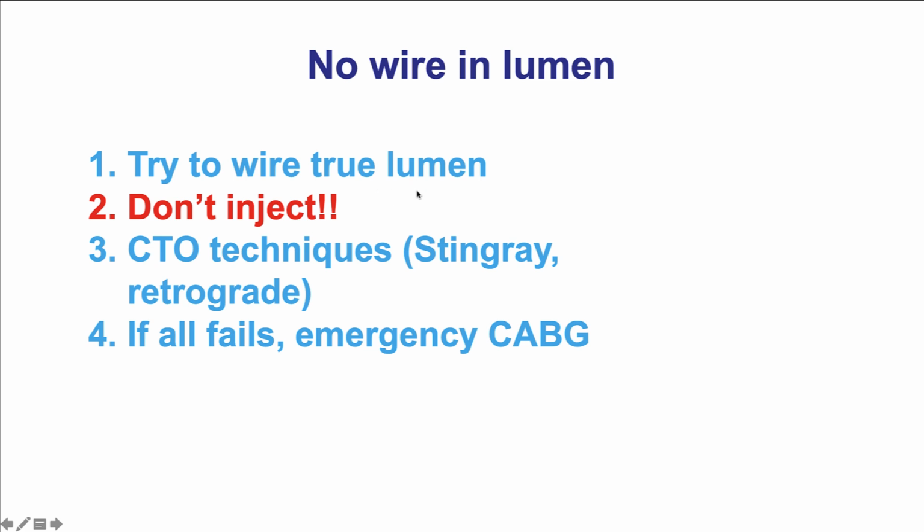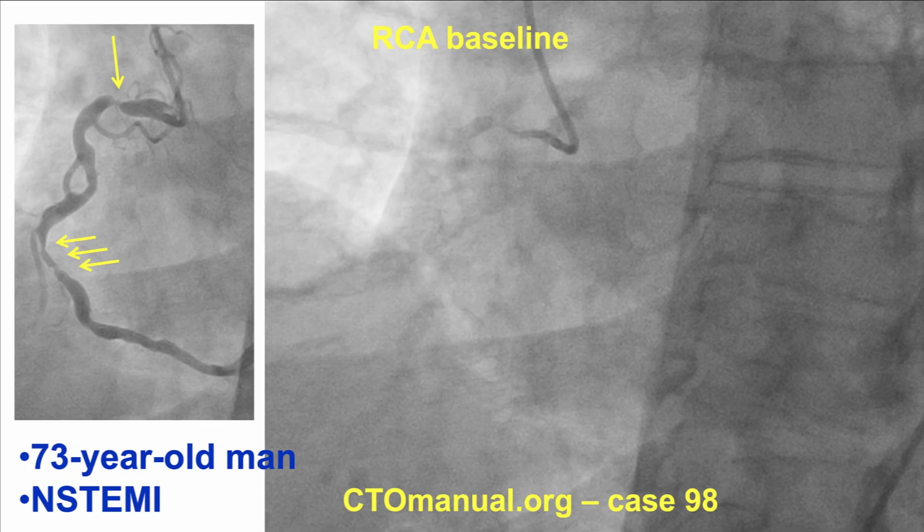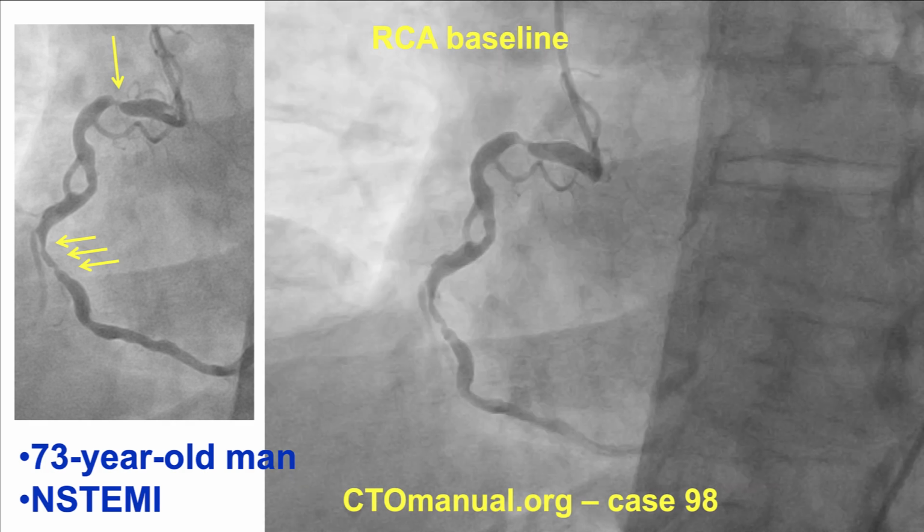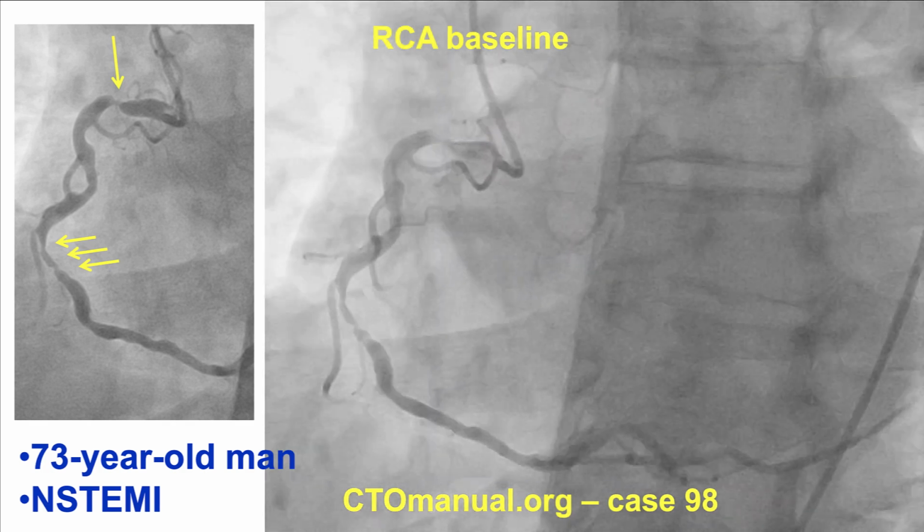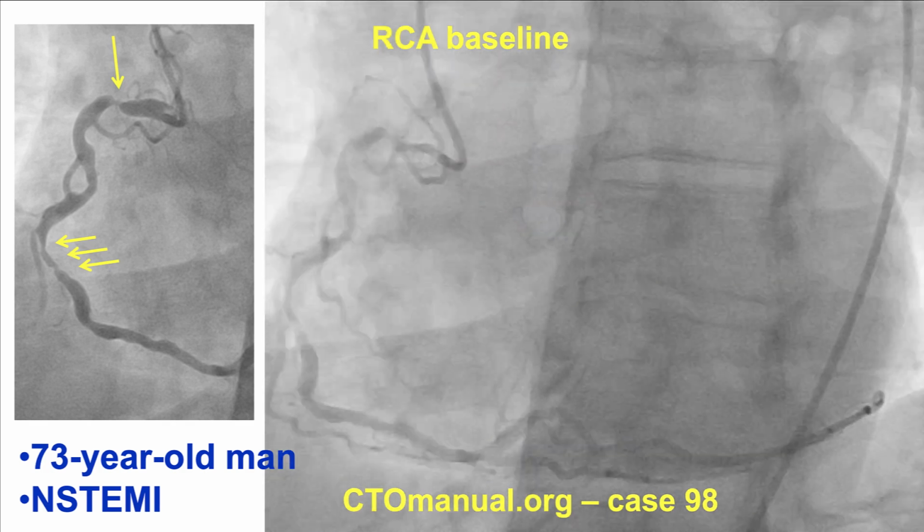But typically, if one tries usually a workhorse wire and that can cross into distal true lumen, that would be great. If not, the Stingray system can often be very useful for re-entering to the distal true lumen. So these are some cases that illustrate management of coronary dissection.